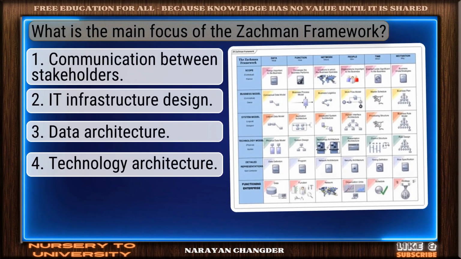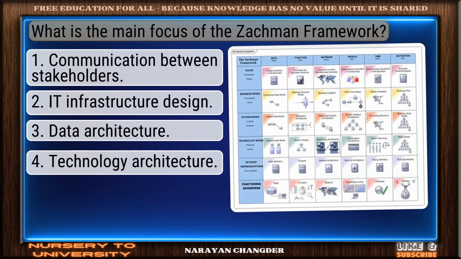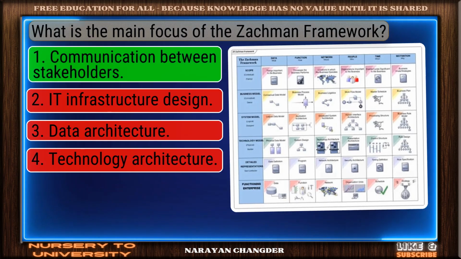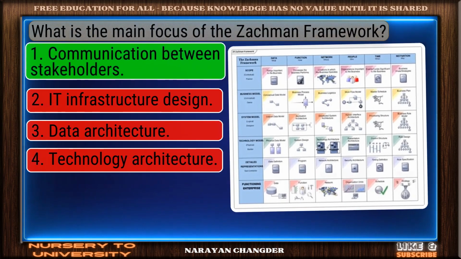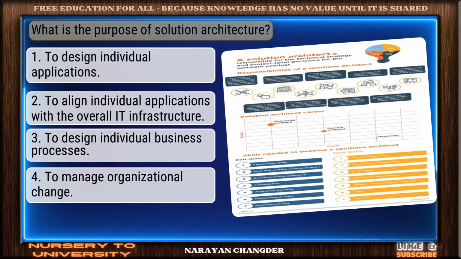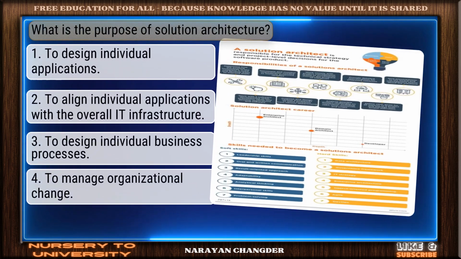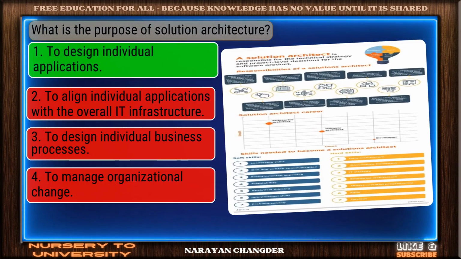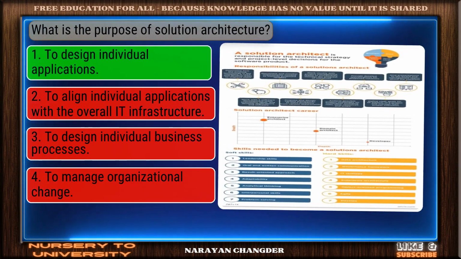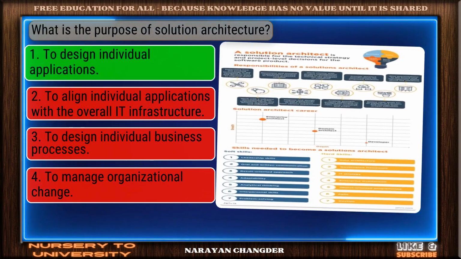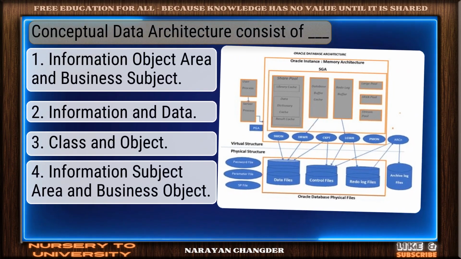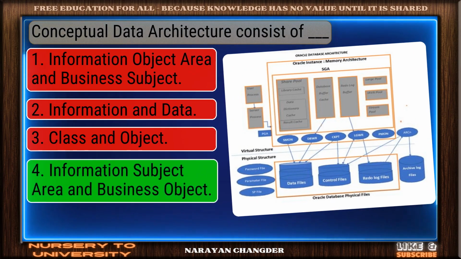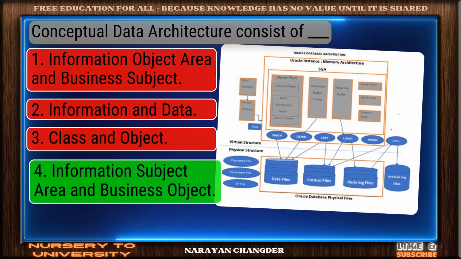Question number 59. What is the main focus of the Zachman framework? Great job. Communication between stakeholders is the accurate answer. Question number 60. What is the purpose of solution architecture? Excellent choice. To design individual applications is the right answer. Question number 61. Conceptual data architecture consists of dash. Excellent. Information subject area and business object is a brilliant choice.